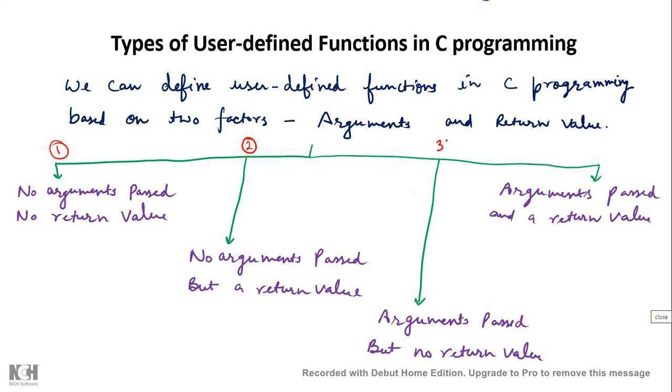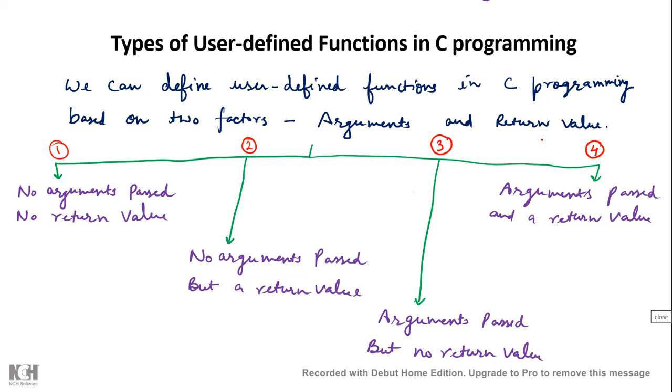The third category is where arguments are passed, but the function will return no value. And the final combination is the fourth one, in which we have the arguments that are passed as well as the function returns a value. So it's the combination of arguments and return value presence. No argument, no return. No argument but a return, argument but no return, and argument and a return.